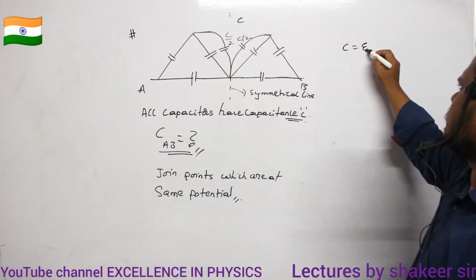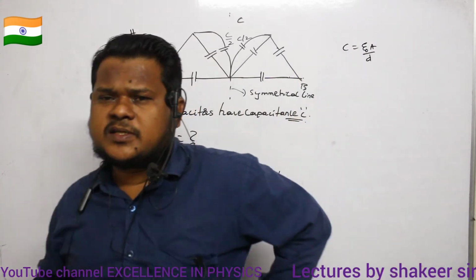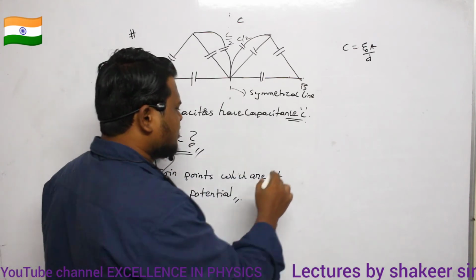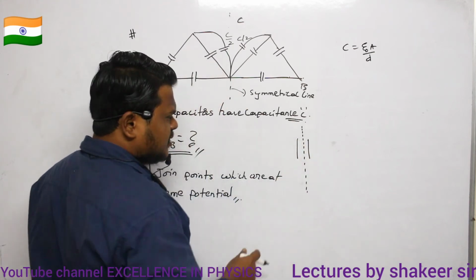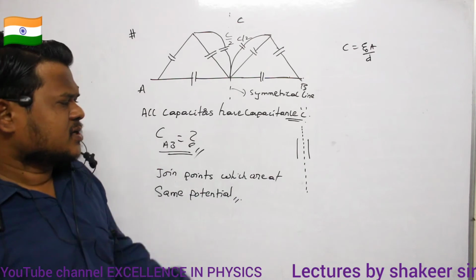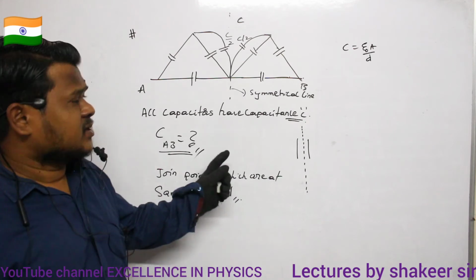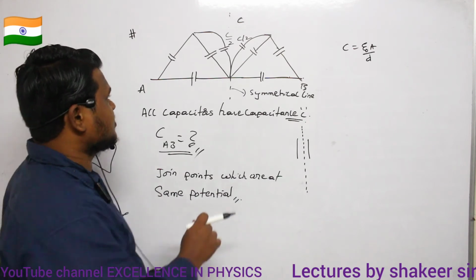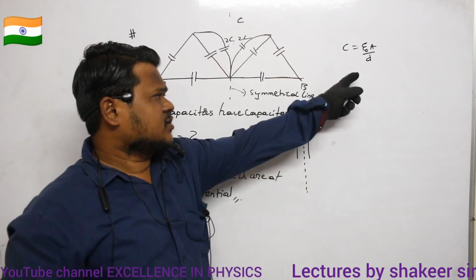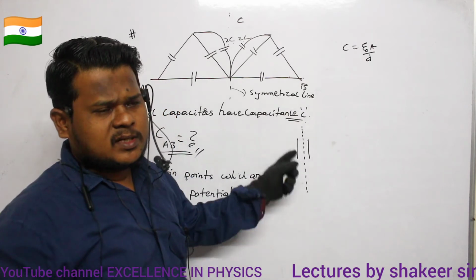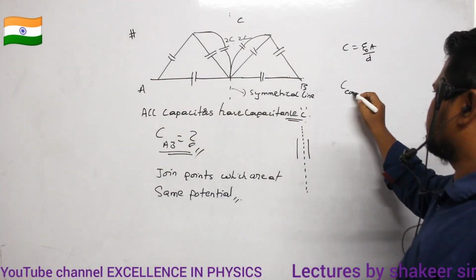See, C is equal to epsilon naught A divided by d, no? What is the equation for capacitance? C is equal to epsilon naught A divided by d. So if this is my capacitor, the line of symmetry is exactly passing through the center. So I have made this one into two capacitors whose distance between the plates has become half. Are you able to understand? So C by 2, no? Sorry, this is not C by 2, they will become 2C. So this is 2C, this is also 2C. The distance between the plates of the capacitor has become half.